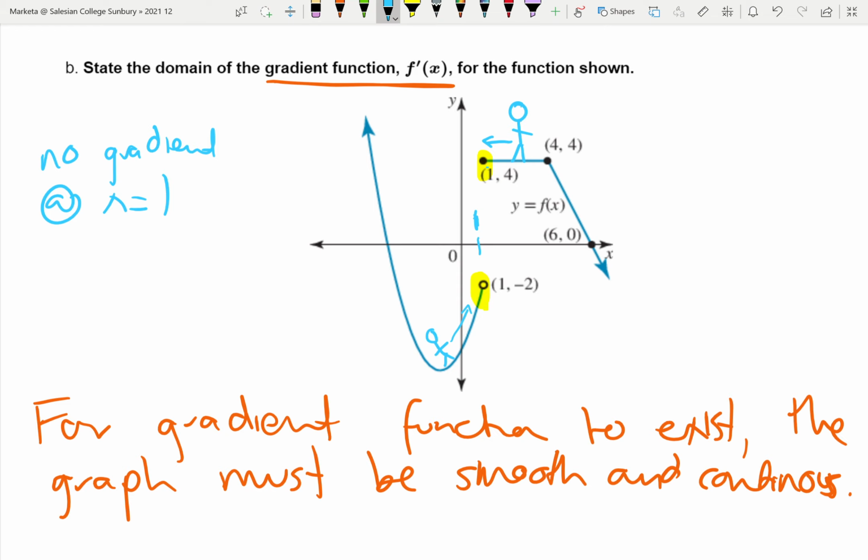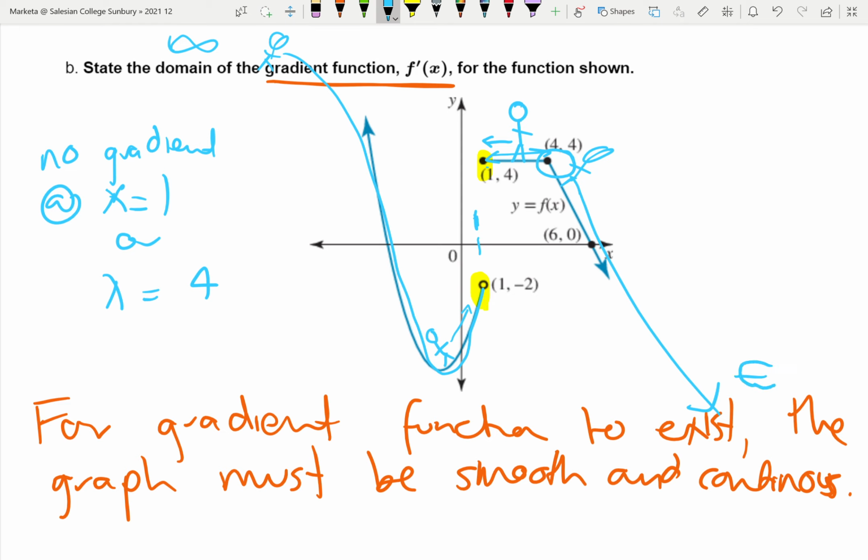The second bit is here. That's not smooth and continuous. It changes to a different graph abruptly there. Or x equals 4. So everywhere else, it's all right. If I can walk all the way from infinity along this graph, all the way up to there. Once I am on here, yes, that's smooth and continuous until I get to 4, and then I can walk on this graph all the way down to -infinity.